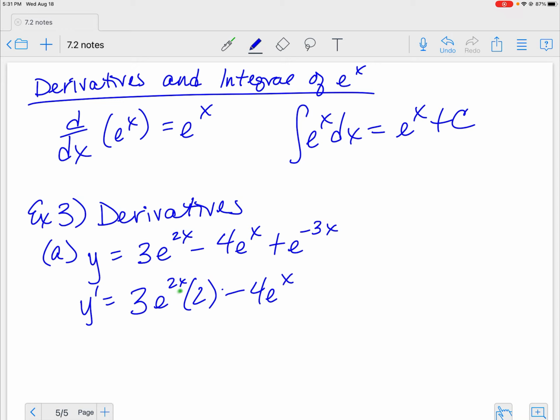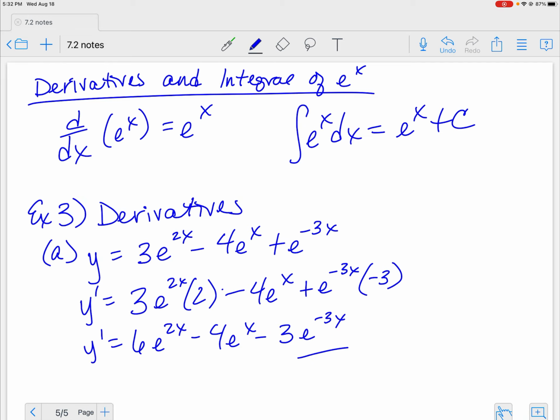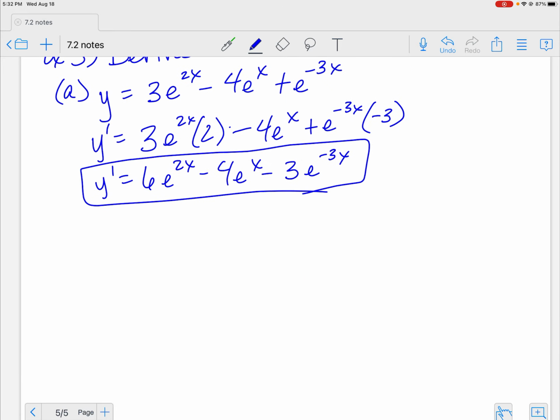Minus 4e to the x, because the derivative of e to the x is e to the x, plus e to the negative 3x, again with the chain rule, the derivative of the inside function is negative 3. Clean that up and we'll call it good. 6e to the 2x minus 4e to the x minus 3e to the negative 3x. And that's it. Pretty cool, right? Let's do some more. Let's do more. I love that.